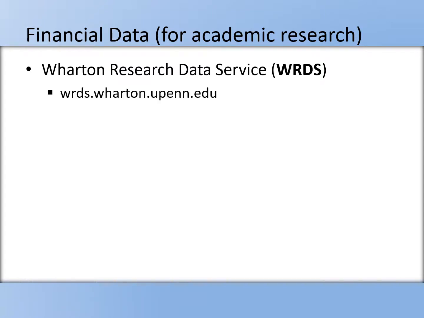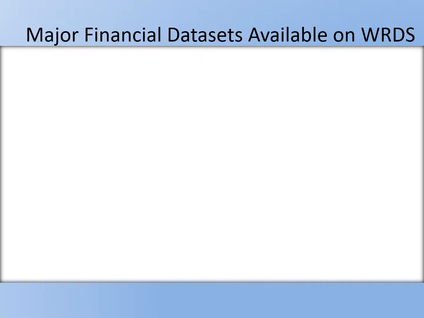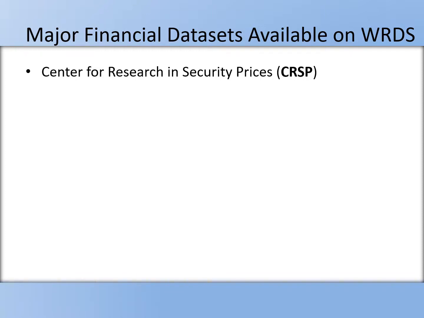The website is wrds.wharton.upenn.edu, which we are going to actually use later on. So the good thing: a centralized online source for many data sets. Institution subscription, free for you to use. And worth highlighting are some of the most commonly used data sets, the first one being the data from the Center for Research in Security Prices. So most people just call it CRSP.